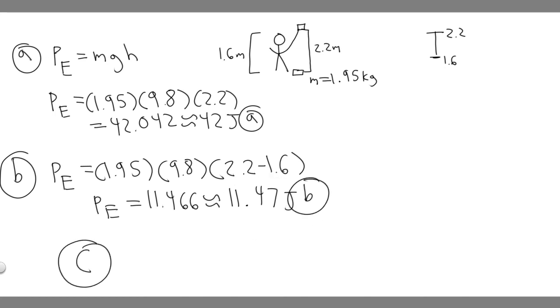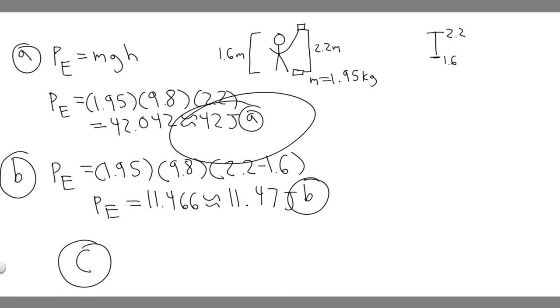Now for C, they're asking, how is the work done by the person related to the answers in parts A and B? If you went ahead and calculated the work for this, I'm not going to do it because you covered that last lesson or the last chapter. But essentially you would get 42 joules, so it's going to be the same as your answer to A.